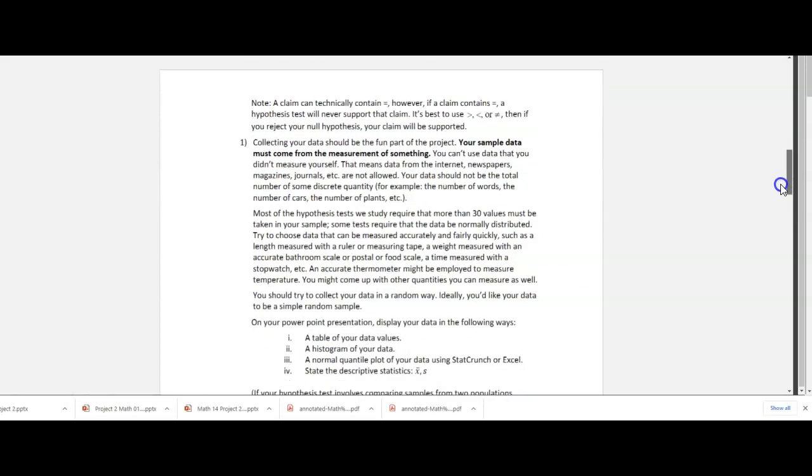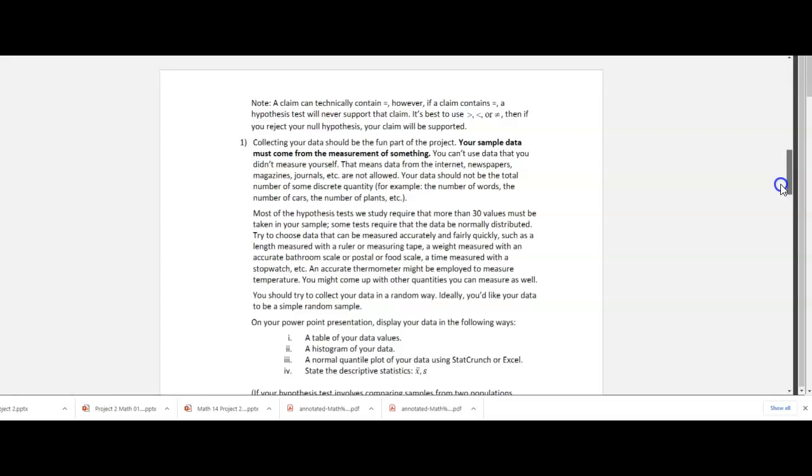Number 2, collecting your data should be the fun part of the project. Your sample data must come from the measurement of something. You can't use data that you didn't measure yourself. That means data from the internet, newspapers, magazines, journals, etc. are not allowed. Your data should not be total number of some discrete quantity, for example, the number of words, the number of cars, the number of plants, etc.